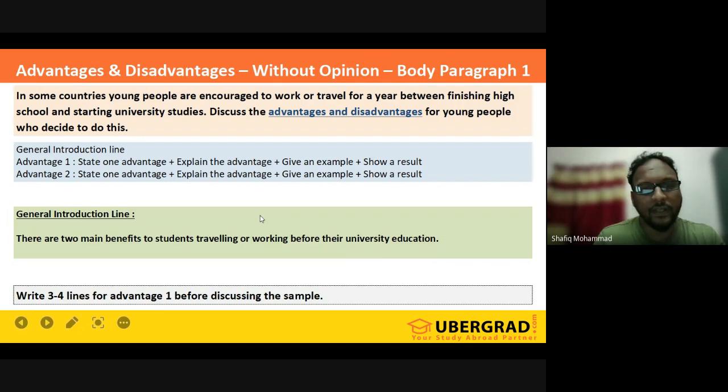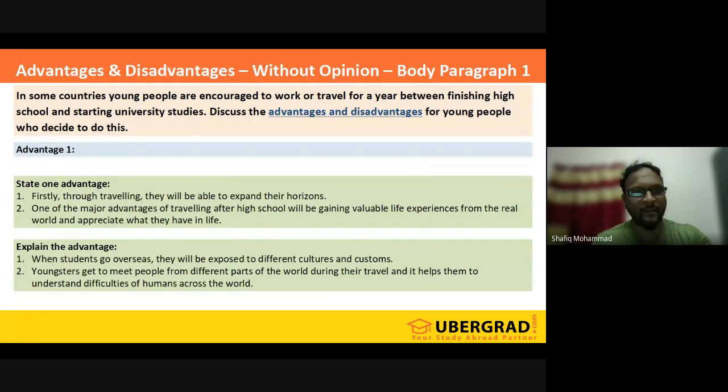Okay. So this is the general line of body paragraph one. You'll start like this. Firstly, through traveling, they will be able to expand their horizons. Obviously, they can know things. They can get a lot of experiences, right? They can improve their knowledge, isn't it?